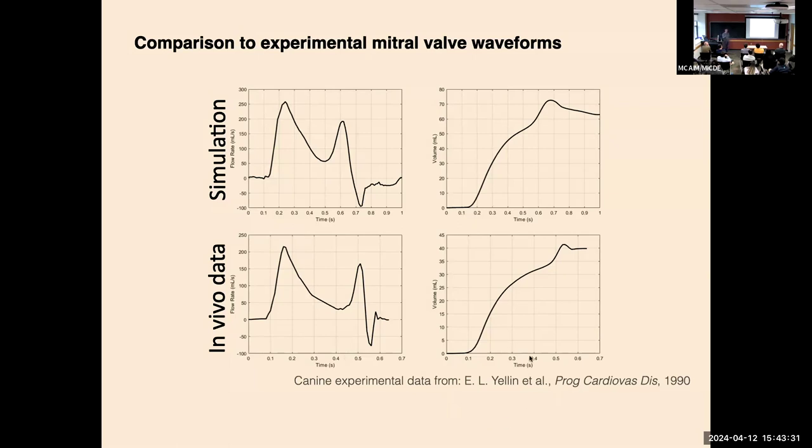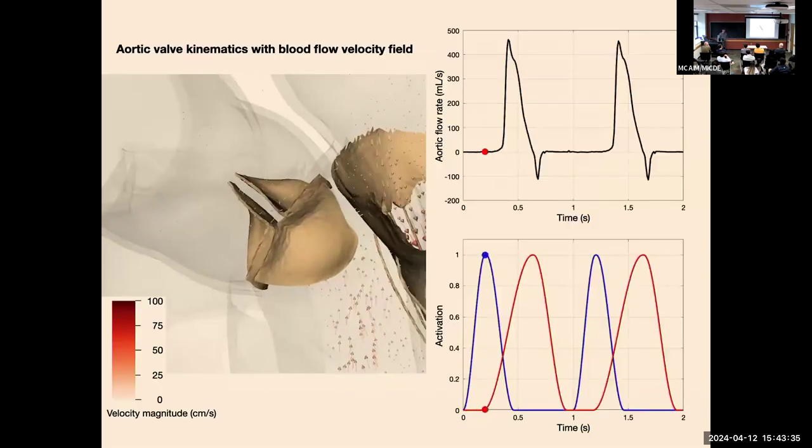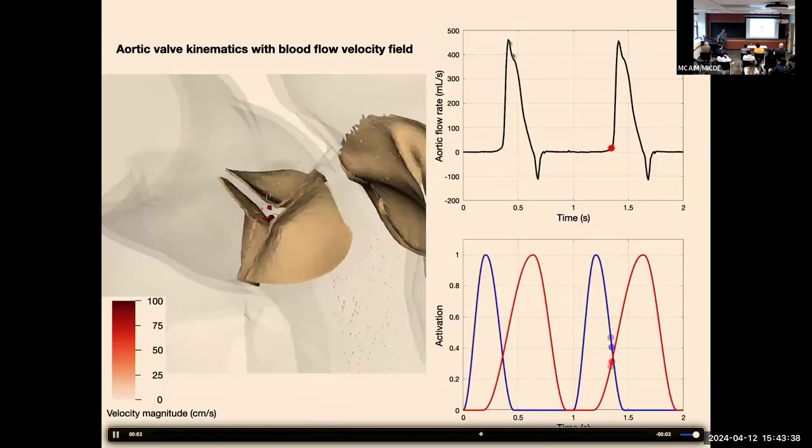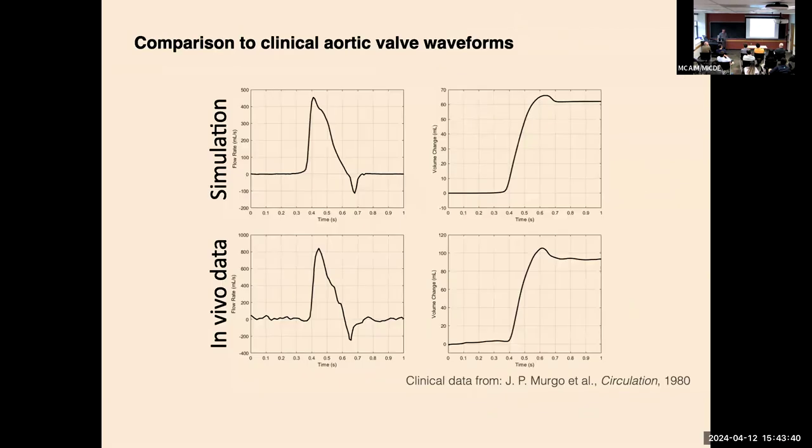Ed Yellen was Charlie Peskin's PhD advisor at Yeshiva. This is the aortic valve, same story, volumetric flow rate. This is a comparison between simulation and clinical data from people. You see exactly the same kind of qualitative features. There's a little bit of regurgitation, but the characteristic shapes are in really good agreement. There's very little calibration that's gone into tuning these shapes. The shapes kind of emerge from getting the rest of the dynamics right.